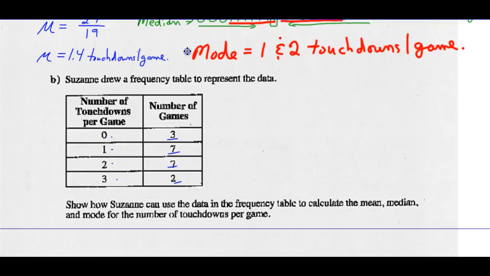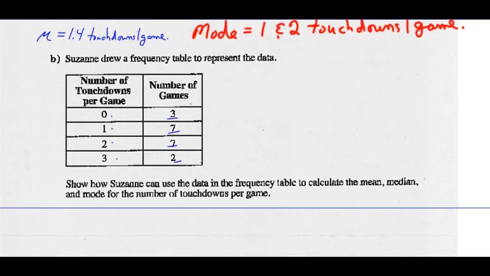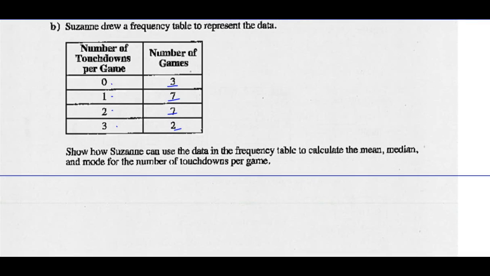Alright, so Suzanne wanted to use this table to figure out the mean, the average. We still have to add up all the pieces of data. So for 3 games he threw 0 touchdowns, plus 7 games he threw 1 touchdown, plus 7 more games he threw 2 touchdowns, and finally in 2 games he threw 3 touchdowns. So that's the total sum of all our data.